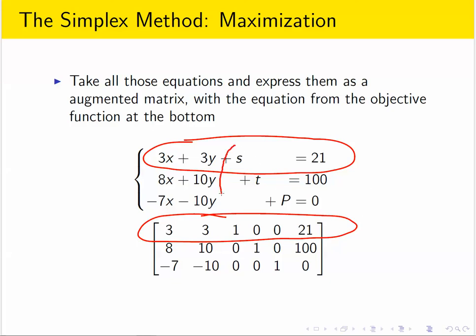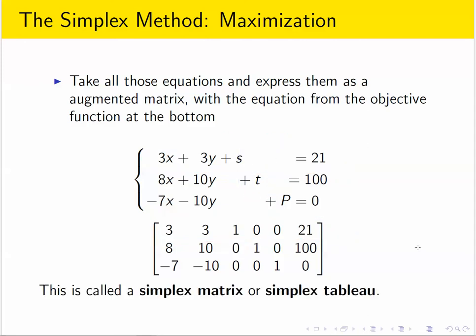Notice how we're careful to line up all of the variables. So this is the entire column that corresponds to s, and this is the entire column that corresponds to coefficients of t, and so on. So once we've done this, this is called a simplex matrix or a simplex tableau. Tableau is a French word for table, which is just another way of describing the layout of a matrix. And so this is our starting point. Once we've got to this, we are ready to start applying the simplex method itself.